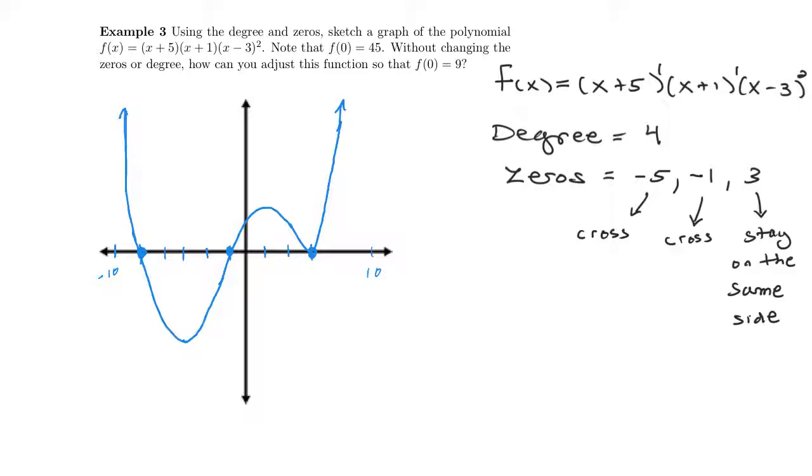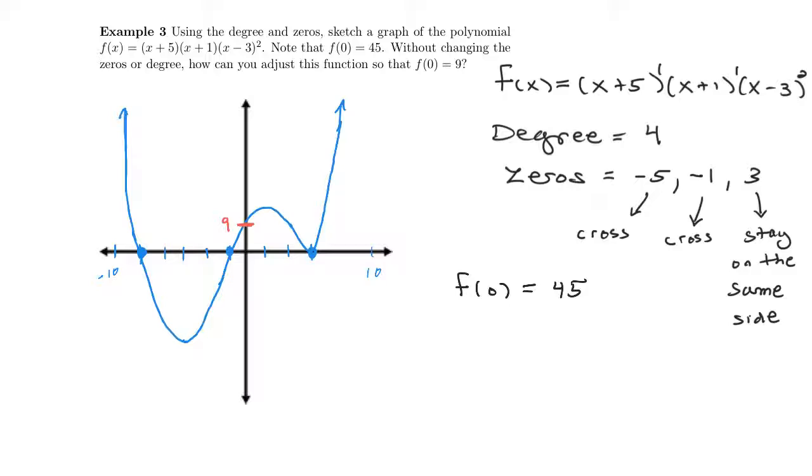Okay, final thought on this problem is, if you put 0 in place of x, you can do this computation yourself, but you do get 45 back for y. What that means is the y value here currently is 45. How could you adjust the original function so that you change it from 45 down to 9, but so you do not change the zeros or the degree? So there's a very simple way to do this.